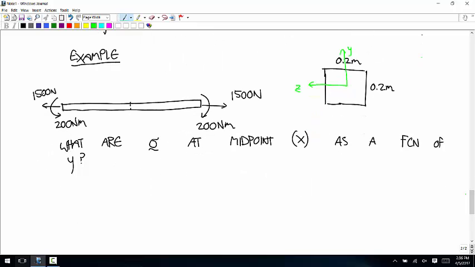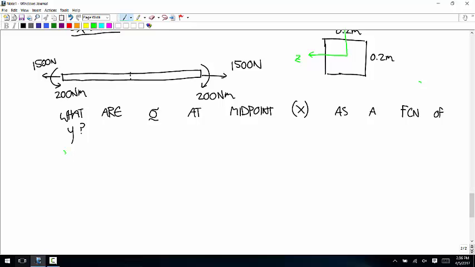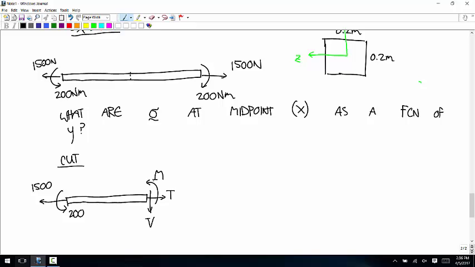Okay, so first we have to calculate the internal loads at that point. So the cut, so we have these 200 newton meters, a force of 1500, and then T, V, M. There's only one cut here because we're only calculating the stress at a single point. And even if we weren't, it turns out in this case that there's only one cut.